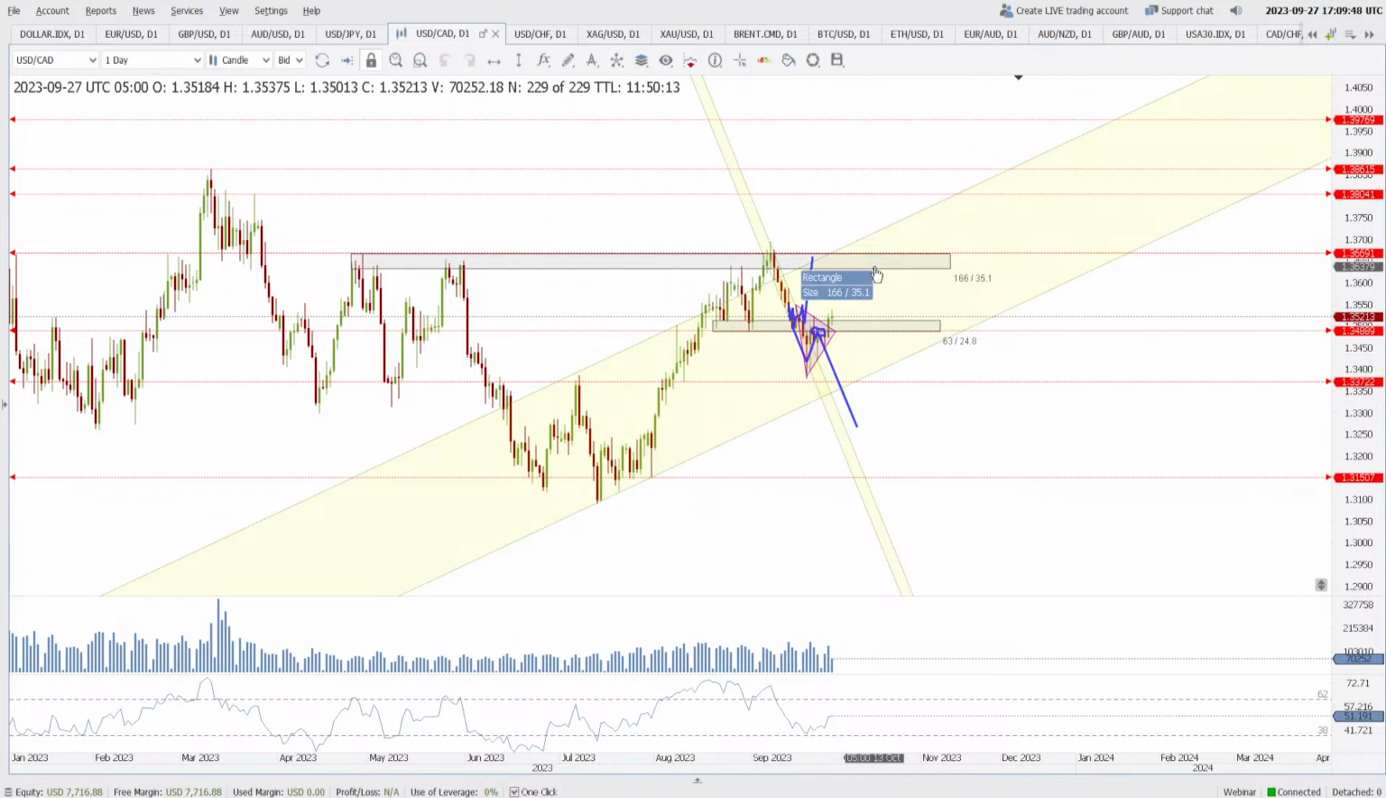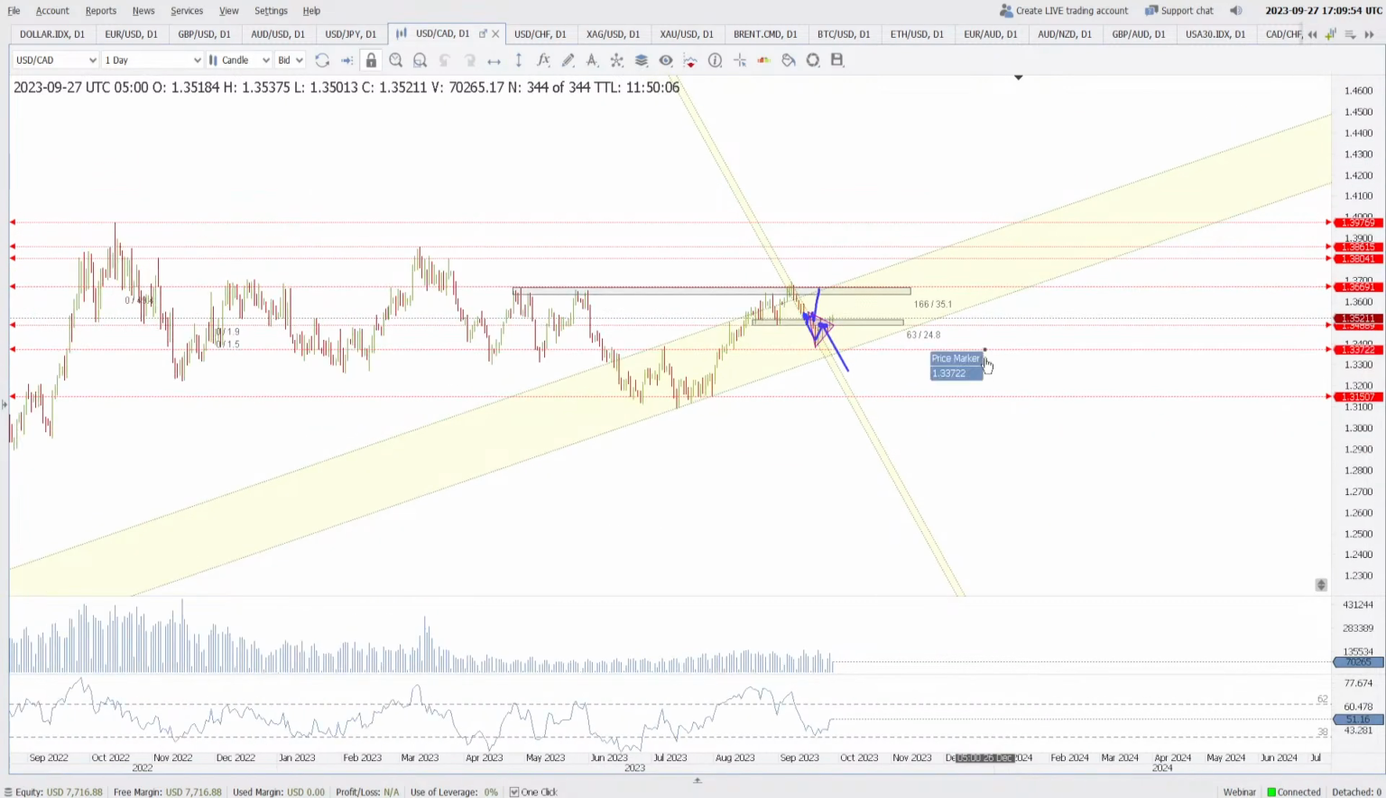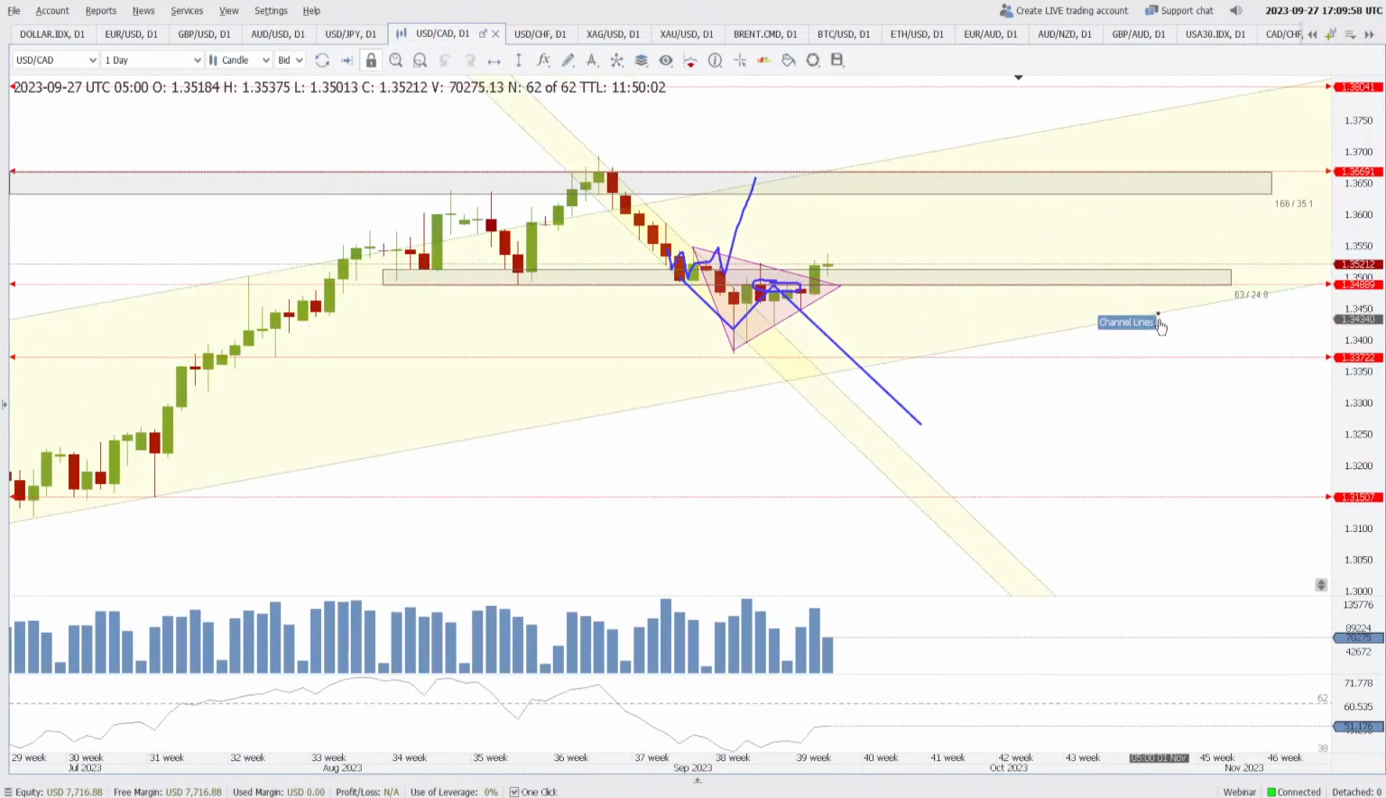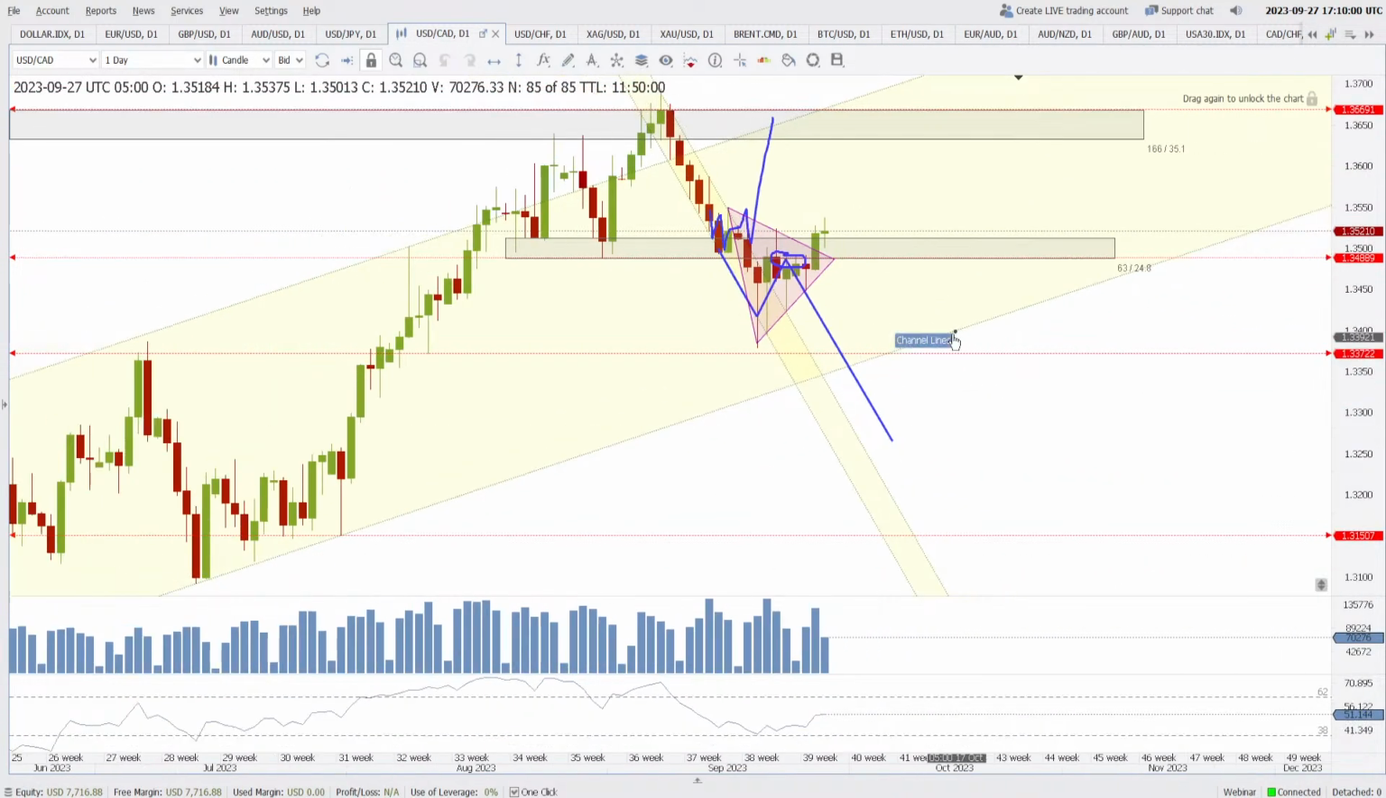So if the price gives a close above 1.3669, it can be seen as a major breakout to the upside. But nevertheless, till the time the price has not reached there, look for a possible buy entry in this zone here. The resistance is 1.3669 and the support is 1.3488 in this market.